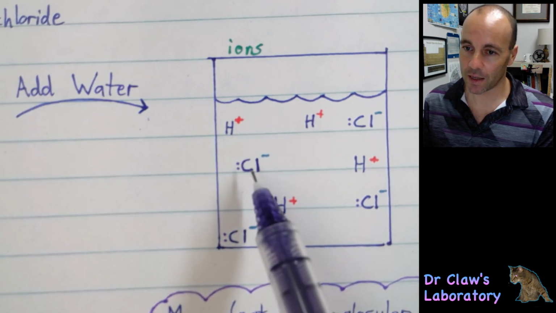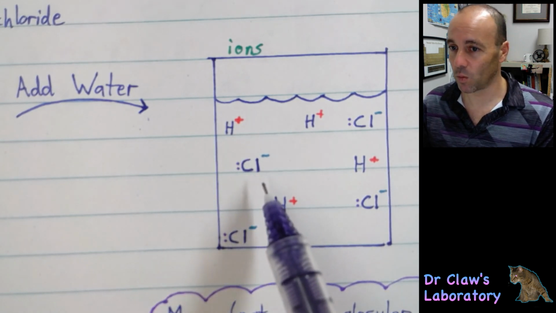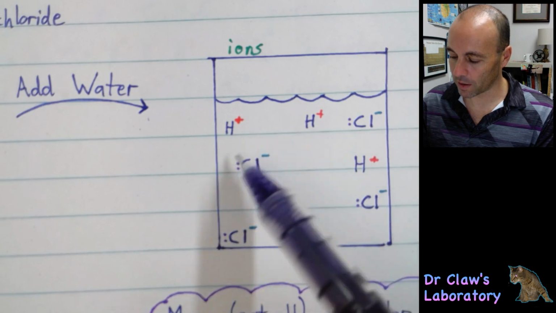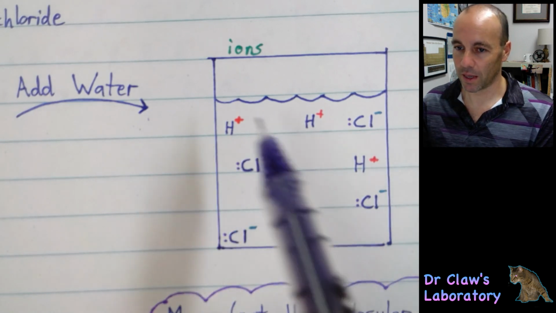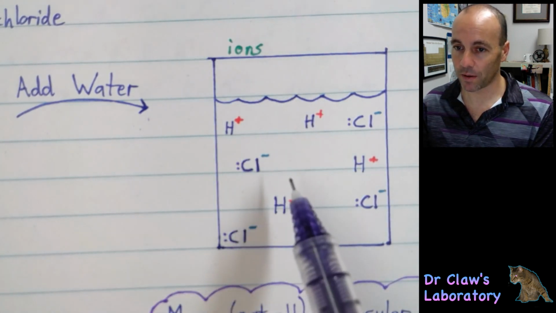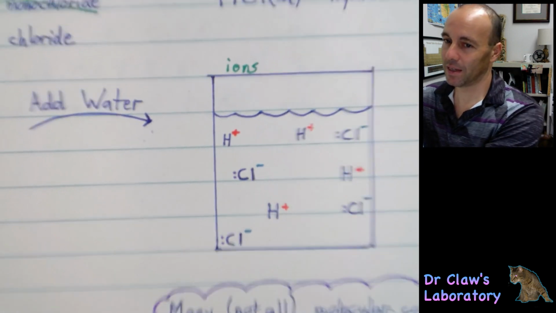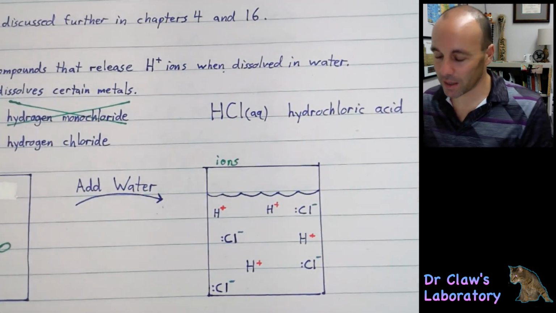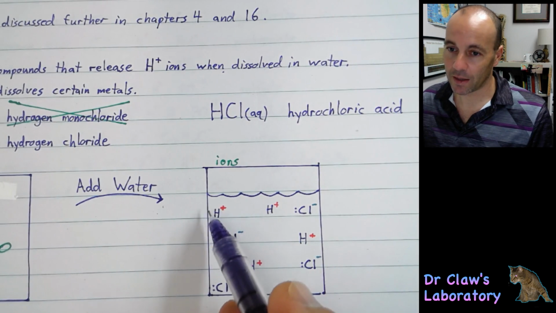So these ions become separated from one another in water. So there's a bunch of water between the ions, and that's what happens. It ionizes in water, and that's what an acid is. It's something that ionizes in water, and the cation is always an H+.